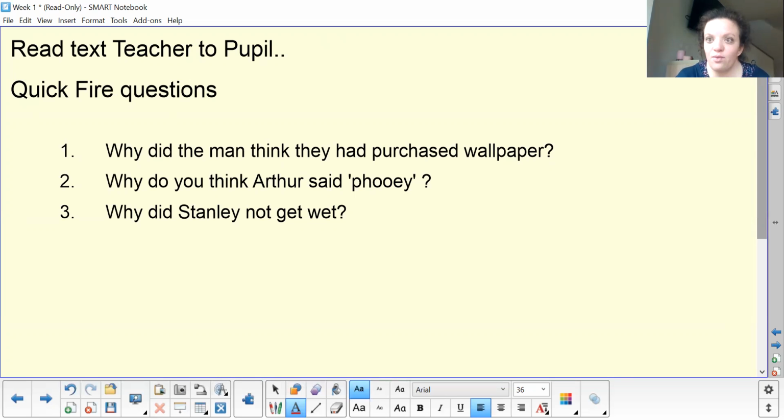And Stanley didn't get wet because he was rolled up. So he was nice and safe under Mr. Lambchop's arm. But poor old Arthur, he got soaked.